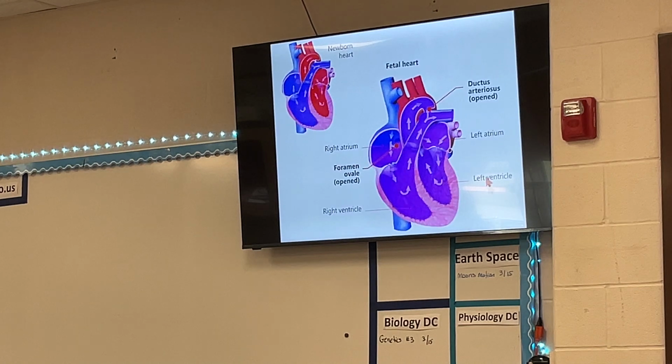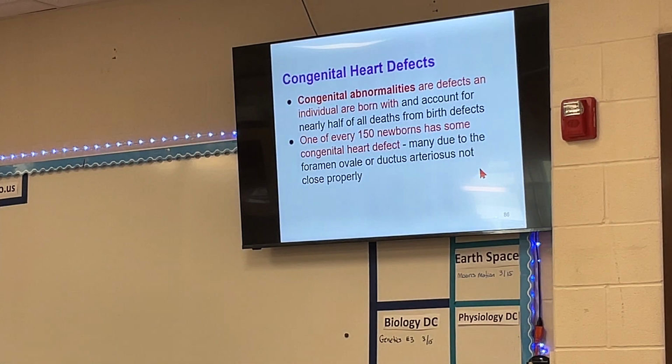But if they don't close right, then you've got issues. You have to come in and have surgery to close that. So that means a lot of babies are born with congenital abnormalities of the heart, because if those don't close properly, then the baby's going to have issues. They'll be able to breathe, but they won't be able to get the oxygen that they need because their heart didn't close in the correct places like it's supposed to. So being able to get that oxygen is really important.